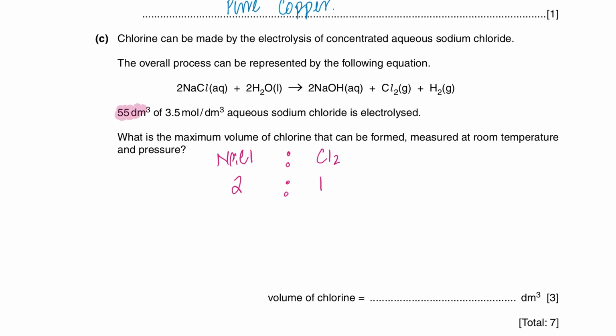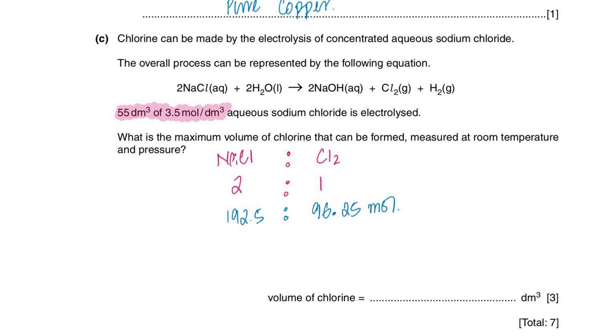You have 55 decimeter cube of 3.5 mole per decimeter cube of this. So that's just going to be 3.5 times 55. Let's do that. 3.5 times 55 is, you have a lot of it. 192.5 moles will produce, dividing it by 2, because the ratio is 1:2, you will end up producing 96.25 moles of chlorine.